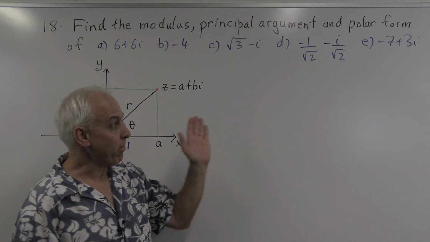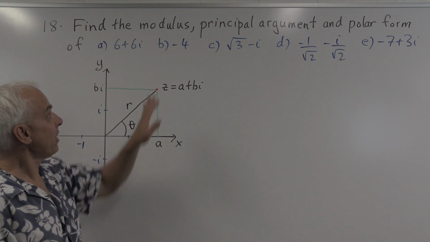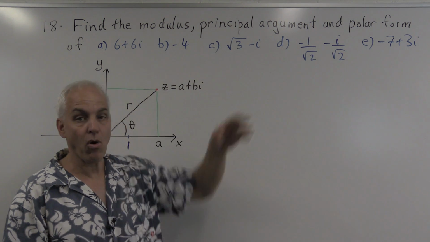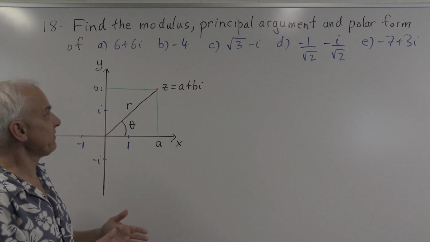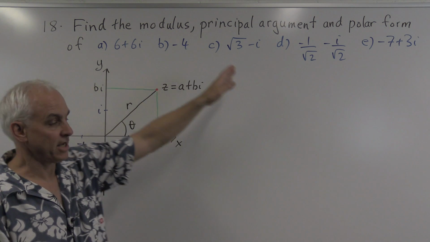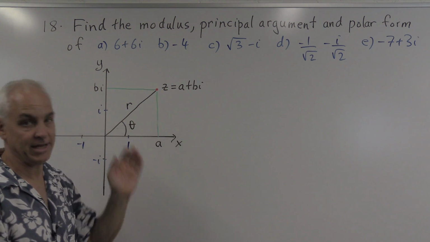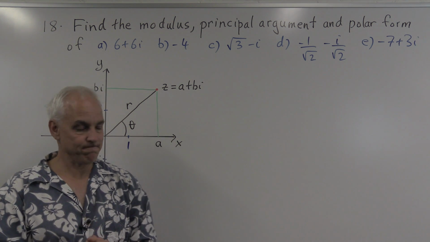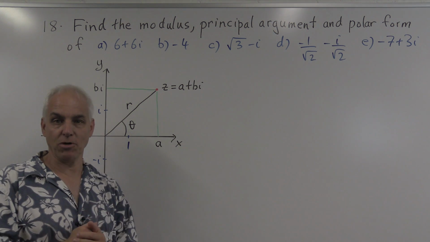This is a problem on complex numbers where we talk about notions of modulus, principal argument, and polar form for complex numbers. So we're specifically asked to find the modulus, principal argument, and polar form of these particular complex numbers. This is problem 18 of our MATH1131 linear algebra notes. Okay, so it's a good idea to start by reviewing what these terms mean.